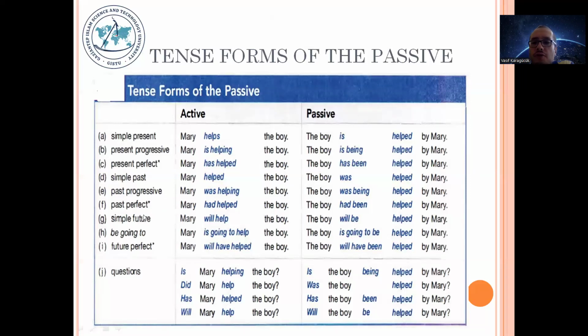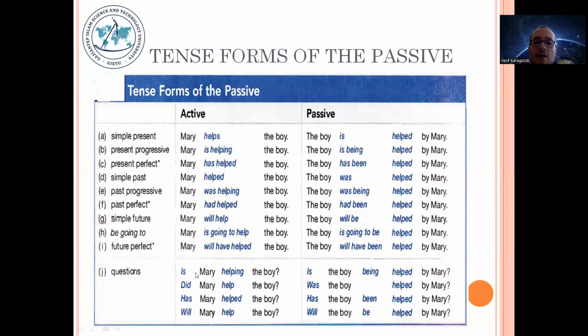And for the future, simple future, for the will, we generally use in active sentences will plus verb 1. But in the passive sentences, we use will plus be plus past participle. For the be going to, in active sentences, we use am/are going to verb 1. And in passive sentences, we use am/are going to plus be plus past participle. And the future perfect, we use will have past participle. But in passive form, we use will have plus been past participle.